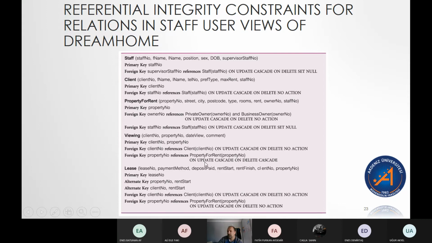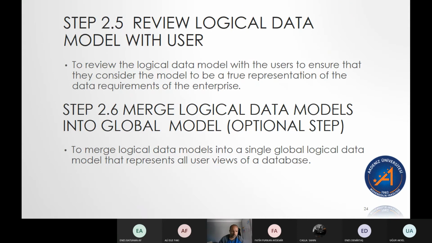By comparison, for example here on update cascade, if the property for rent number changes, we change that in the viewing table. On delete cascade, if we delete the property for rent from the table, we also delete it from the viewing table, right? Makes sense that we're not keeping track of people who viewed old properties that don't exist in our system anymore. All right, some examples of the referential integrity constraints. We talked about that back when we talked about SQL, so I won't go into that anymore.